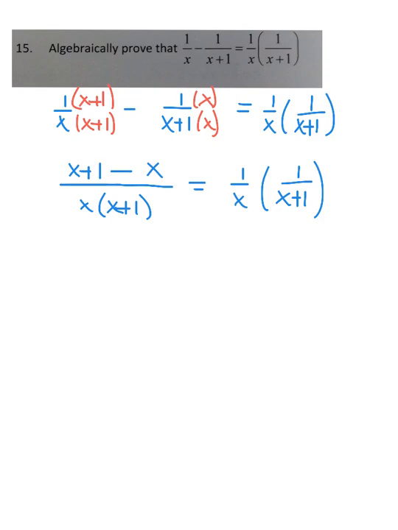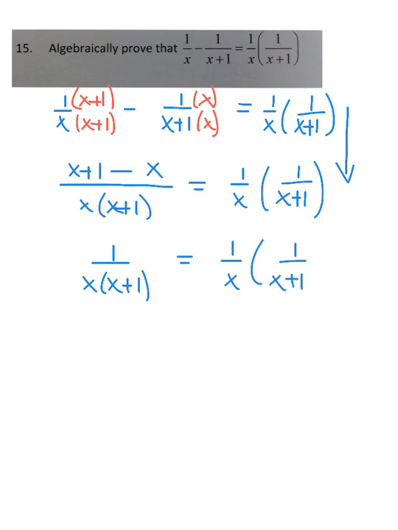So I'm going to just keep bringing down. Remember, we just keep bringing down this right-hand side. We never want to touch it. But on the left-hand side, I can simplify my numerators, and I see that I'm going to be left with 1 over x, parentheses, x plus 1. And over here I have 1 over x times 1 over x plus 1.